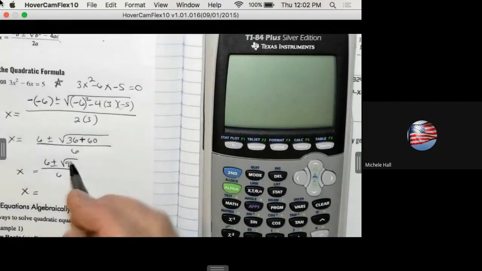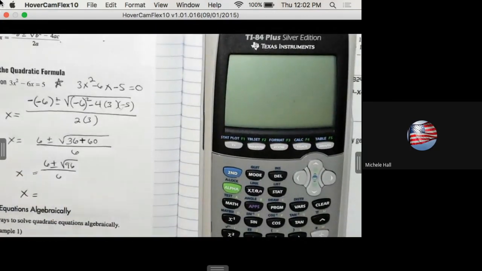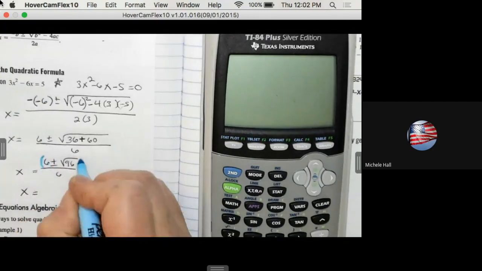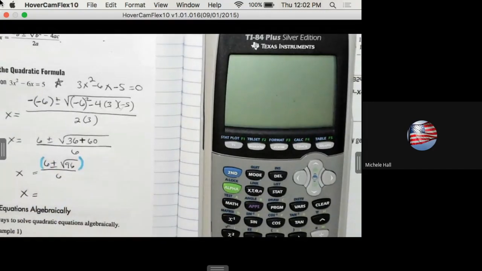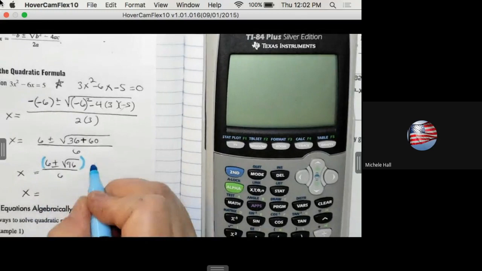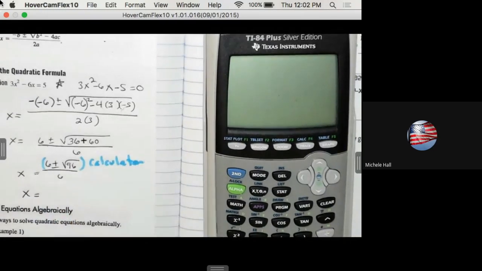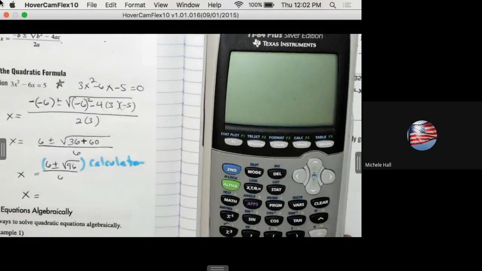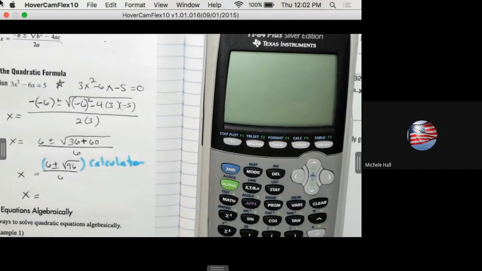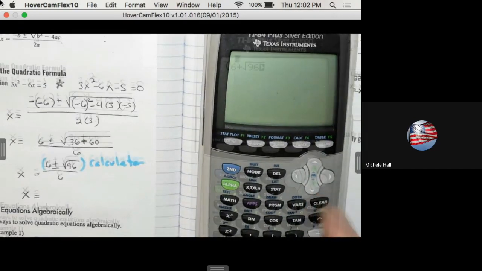So when you're on your calculator, you've got to remember to keep things grouped together. That means that this numerator needs to stay grouped together on your calculator. Otherwise, you will not get the right answer. There's more than one term in the numerator. If the denominator had more than one term, you'd have to put parentheses there as well.